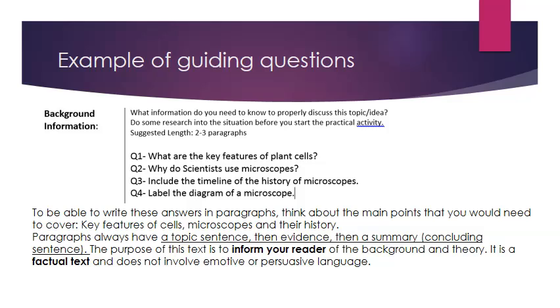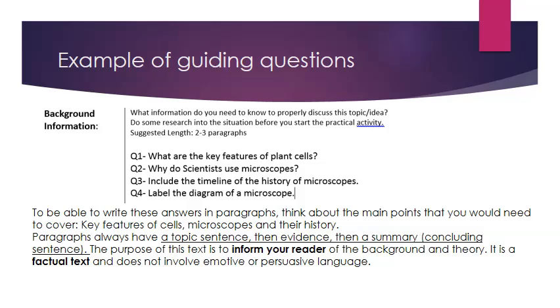So the first thing is, what are the main points? Well, when I look at these sentences, the main points are, what are the key features of cells? What are microscopes? And what's their history? Have microscopes always looked the same? So now I'm ready to write my paragraphs. I need to start thinking that a paragraph always has a topic sentence. So that's usually where you turn the question around and you now make it a sentence. And then you need a couple of sentences with some evidence in it to support the point you made in the topic sentence, and then a summary that concludes it all.